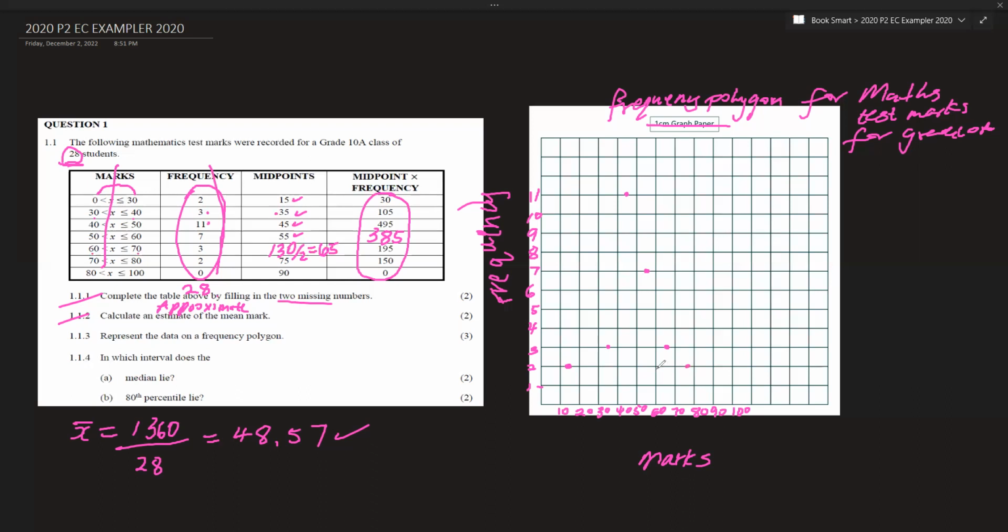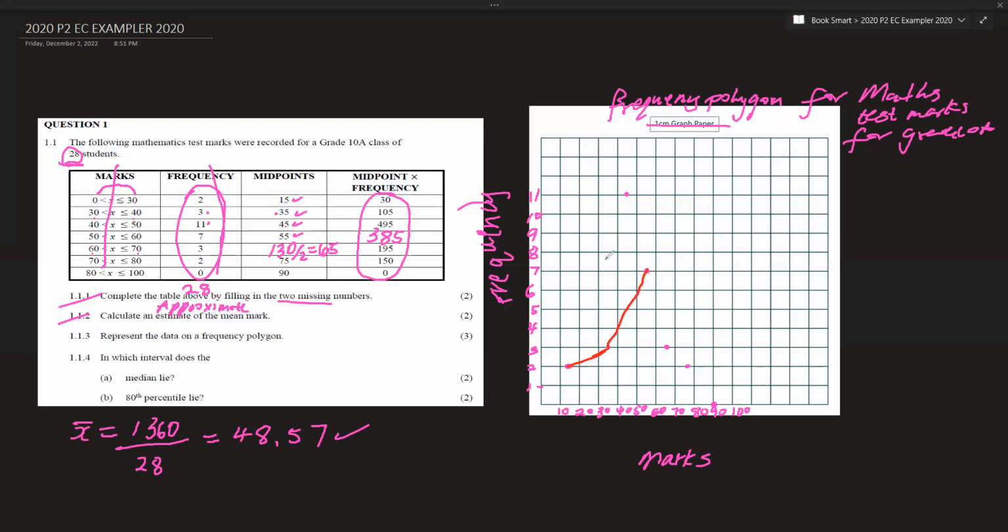75 is there. And then we have 0 and 90. So 0 is there, then 90 is there. Then you're going to join all the points with straight lines, all the dots must be joined together. So I'm going to join them, this one and that one. Obviously, I don't have a ruler, so my lines are not going to be straight, but you guys are going to make them straight.